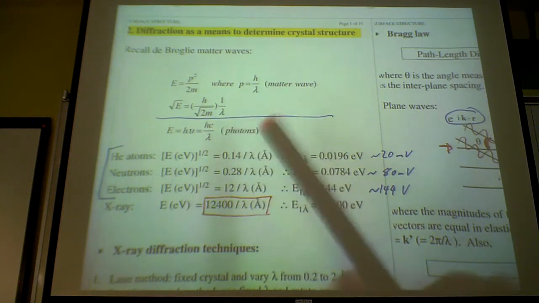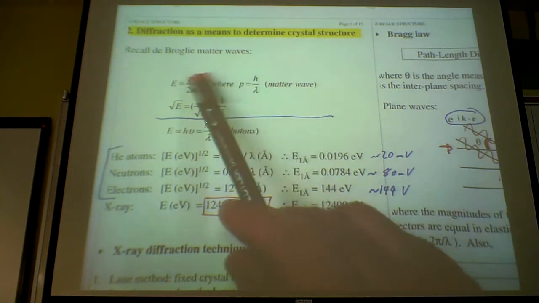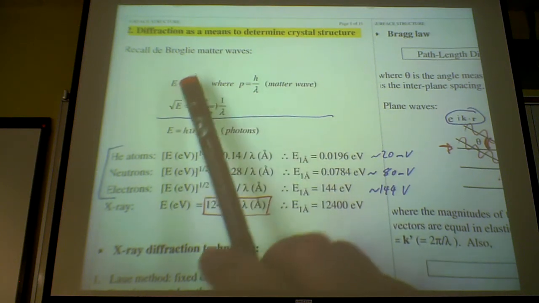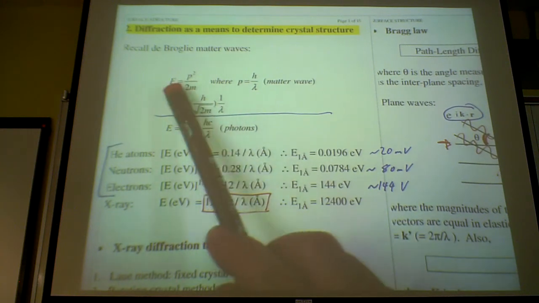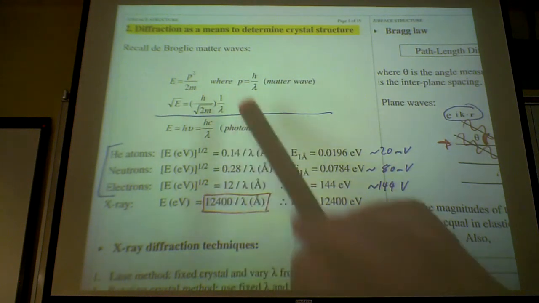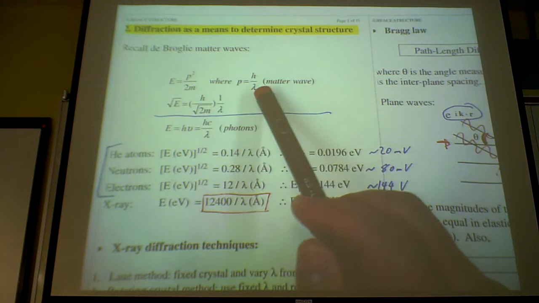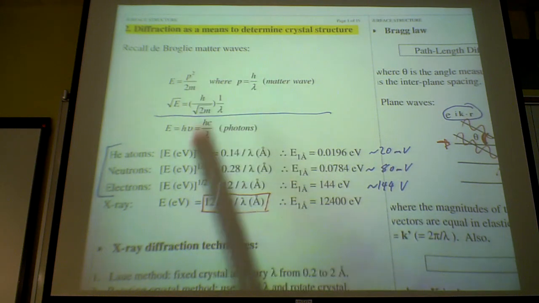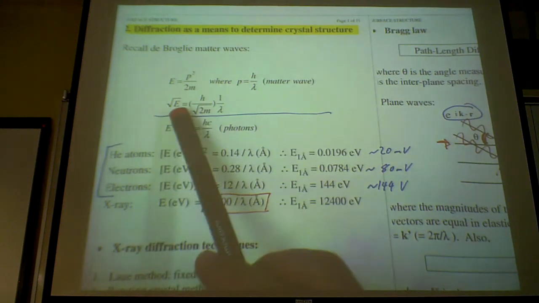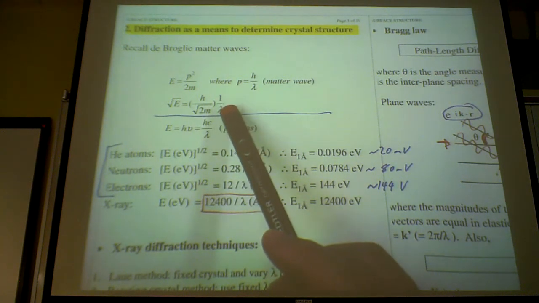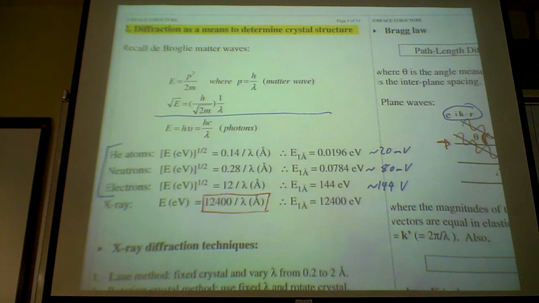And of course, once you know these fundamental equations, you can then relate the kinetic energy of the particle, E here is the kinetic energy of the particle, to the wavelength of this matter wave. So you can substitute p into here, and what you end up with is this: the square root of the energy is proportional to 1 over lambda, where lambda is the wavelength of the matter waves.